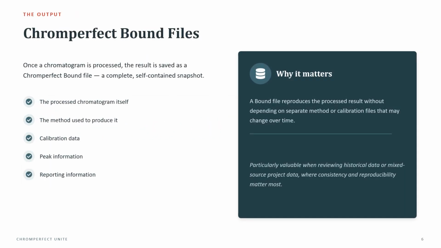Chromperfect bound files. Once a chromatogram has been integrated and analyzed, the result is saved within the Chromperfect ecosystem, typically as a Chromperfect bound file. That file bundles together the processed chromatogram along with the method, calibration, peak, and reporting information needed to reproduce the result. That's especially valuable for historical or mixed-source project data, because you're not relying on separate method and calibration files that might change or go missing later. The bound file is a complete, dependable snapshot.